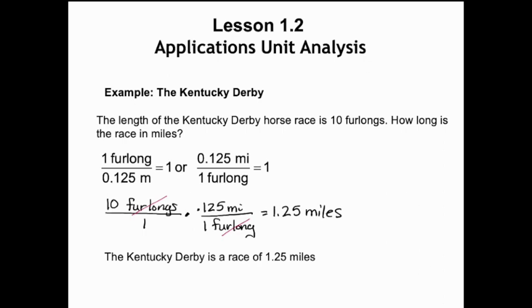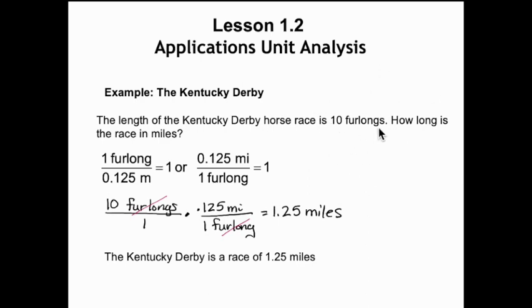So this first example here, we're going to apply it to length. So we have that the length of a Kentucky Derby horse race is 10 furlongs. How long is the race in miles? So this is an unusual unit. I haven't really seen it anywhere other than horse races.